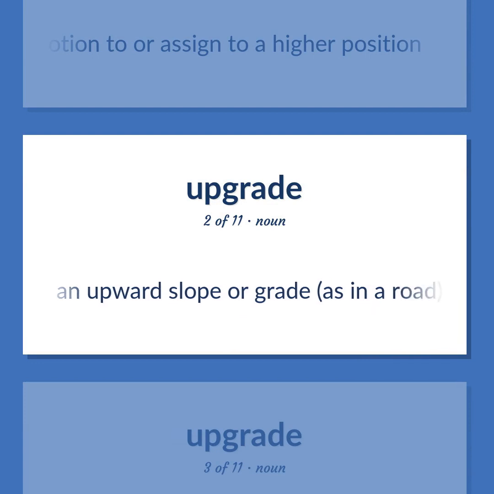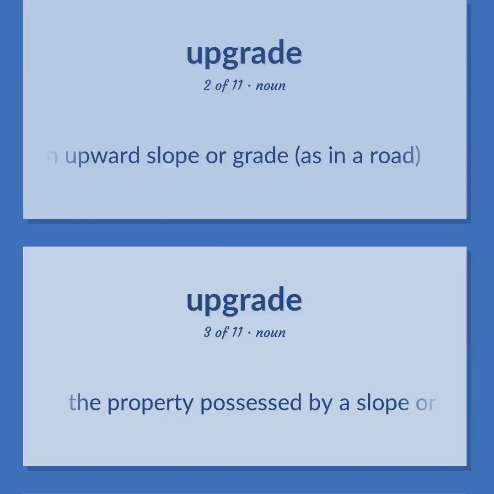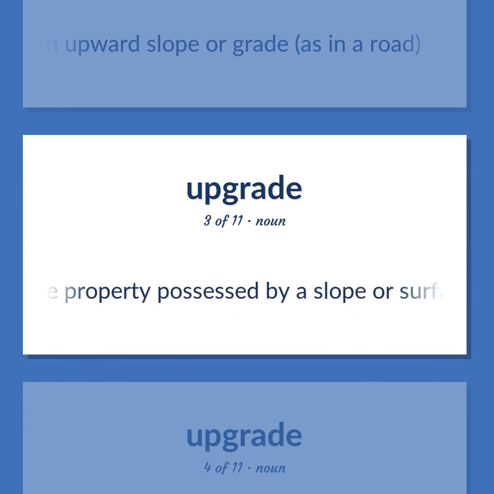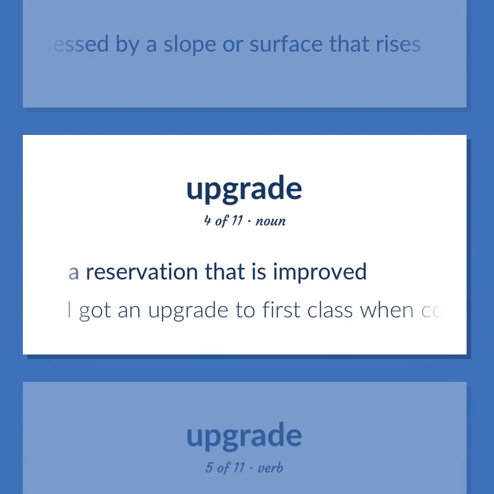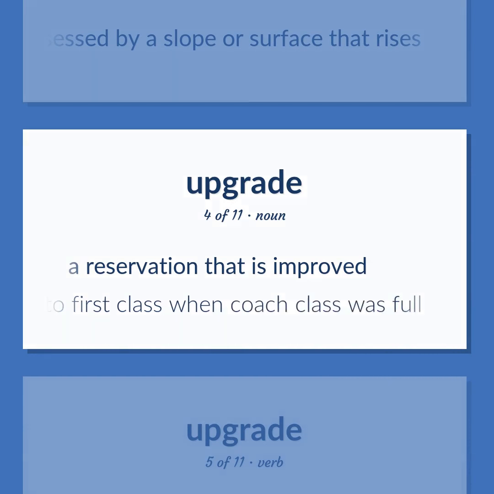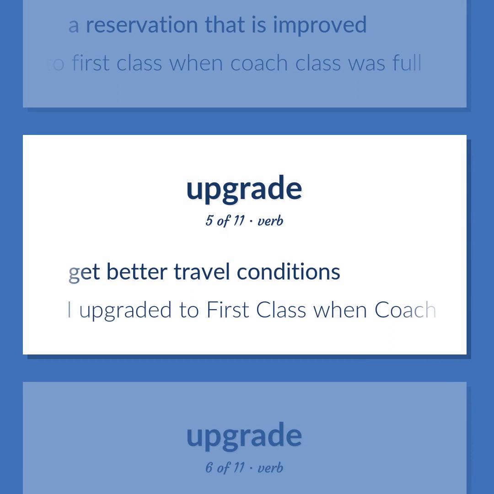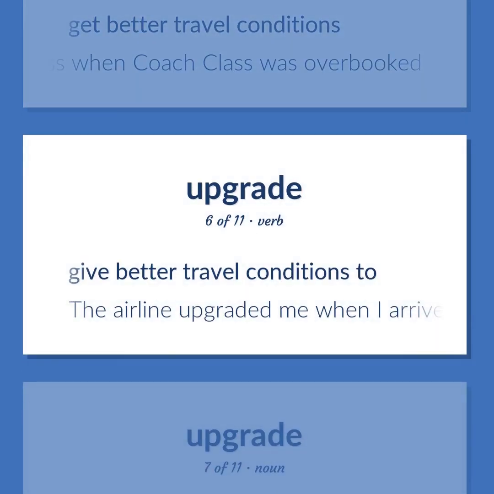An upward slope or grade, as in a road. The property possessed by a slope or surface that rises. A reservation that is improved. I got an upgrade to first class when coach class was full. Get better travel conditions. I upgraded to first class when coach class was overbooked. Give better travel conditions to. The airline upgraded me when I arrived late and coach class was full.